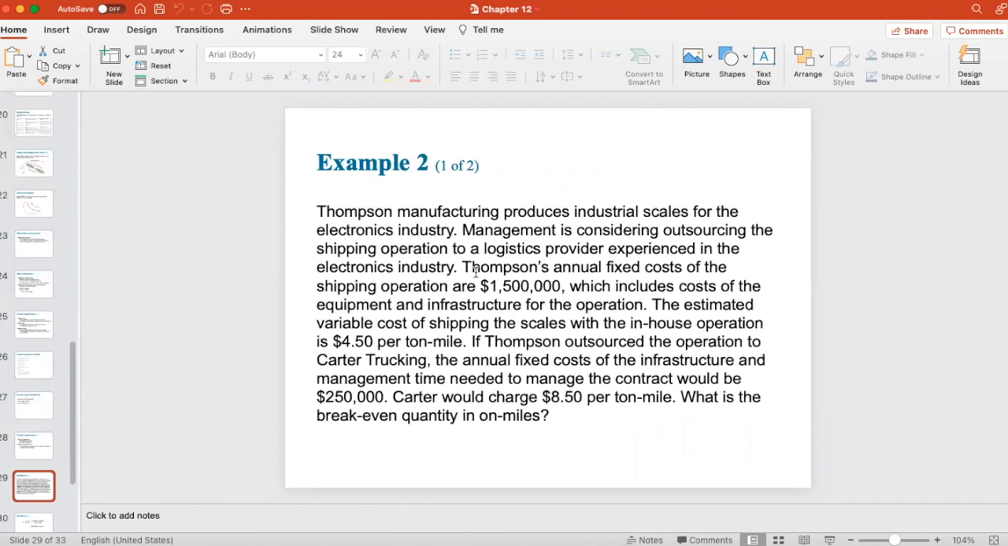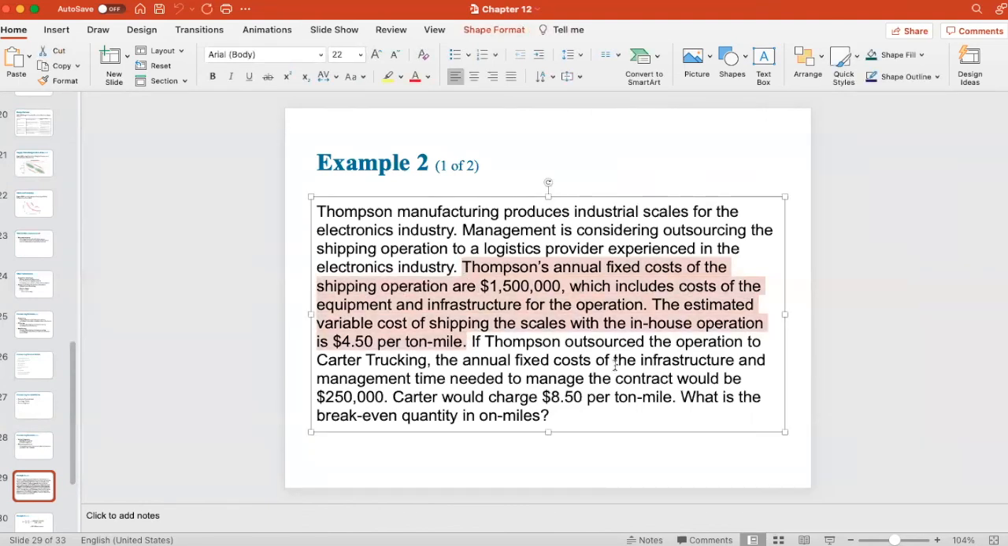Thompson's annual fixed cost of the shipping operation is $1.5 million, which includes the cost of equipment and infrastructure for the operations. The estimated variable cost of shipping the scales within the in-house operation is $4.5 per ton mile. So with this vertical integration process, the fixed cost is $1.5 million and the variable cost is $4.5 per unit. Now let's look at the corresponding outsourcing process cost.